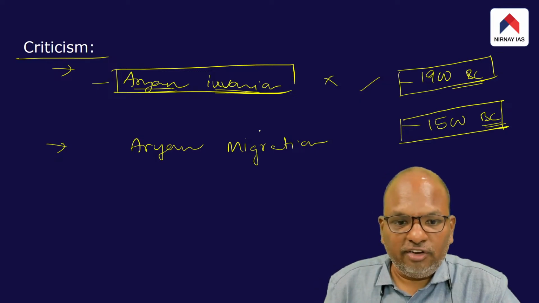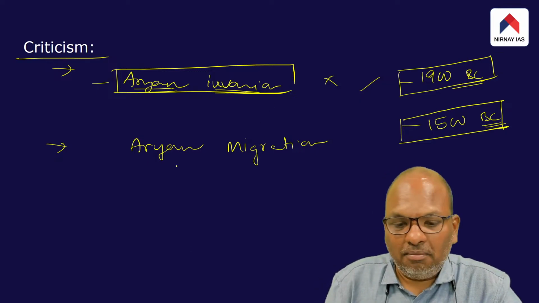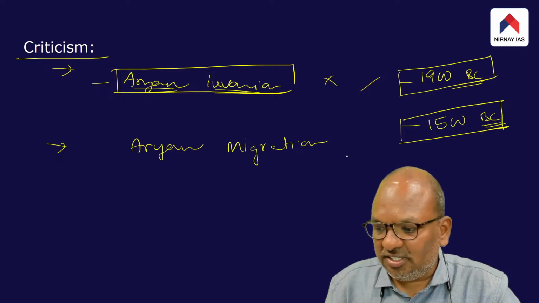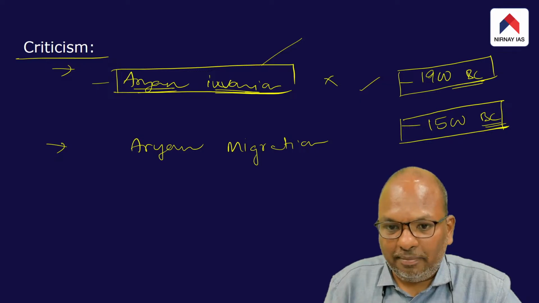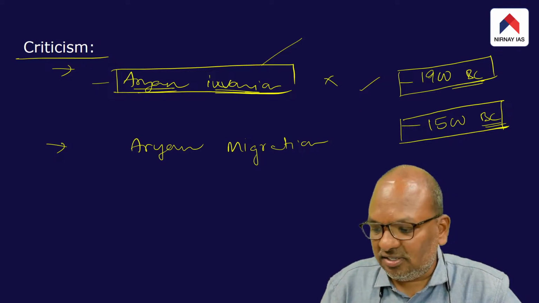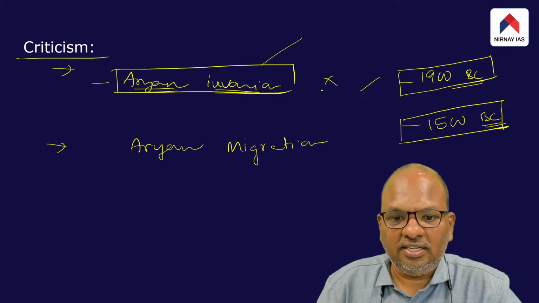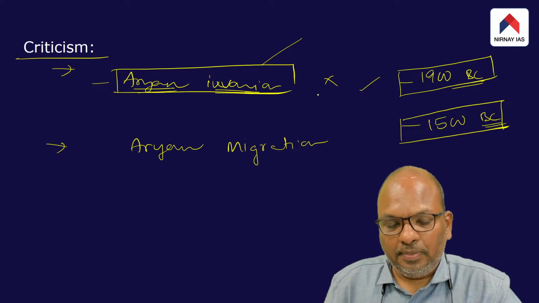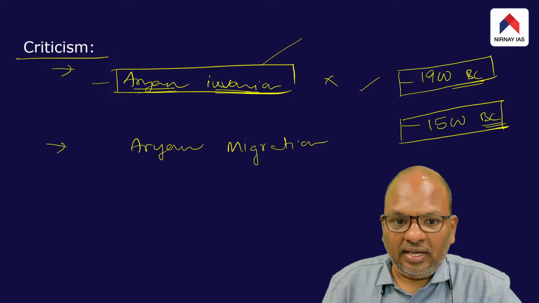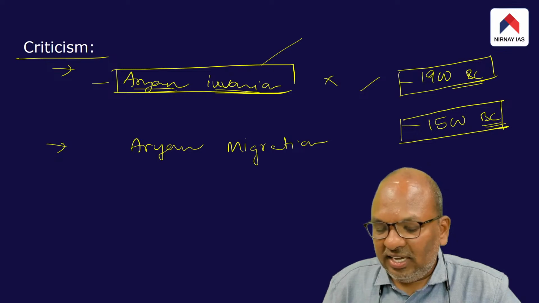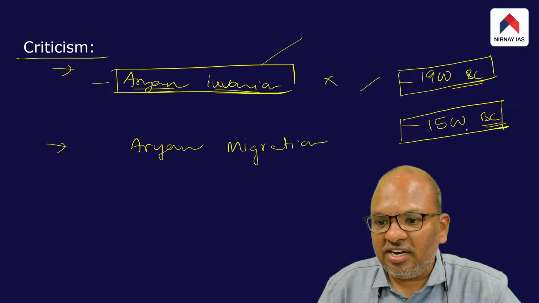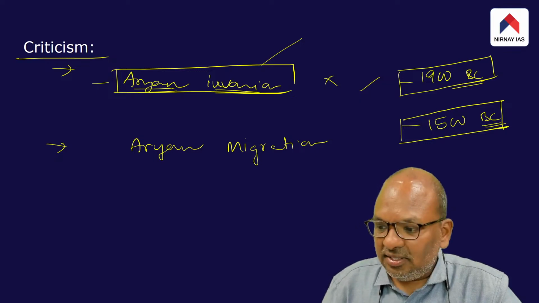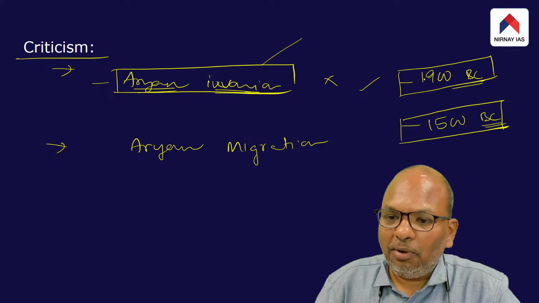So, don't get confused. Aryan invasion and Aryan migration are two different theories. Aryan invasion was a theory proposed by Wheeler, which at present does not have many takers. Most of the scholars have rejected the theory of Aryan invasion. According to Wheeler, Aryans invaded India by about 1900 BC, but the current evidence suggests that the Aryan migration began from 1500 BC onwards, whereas the Indus Valley civilization declined by about 1900 BC.